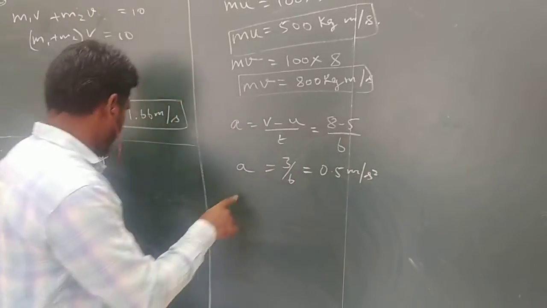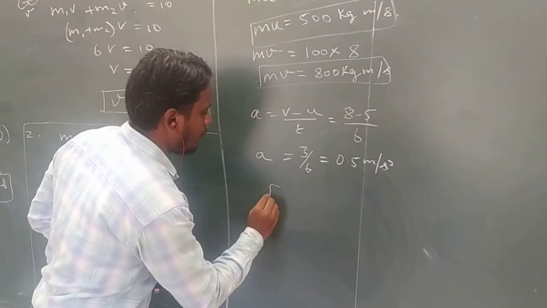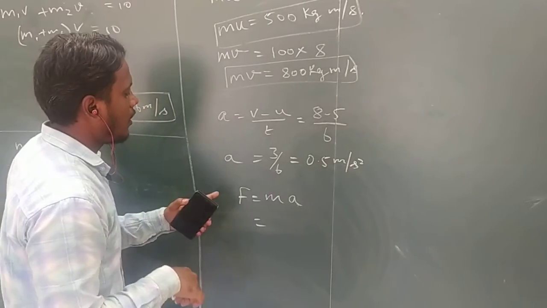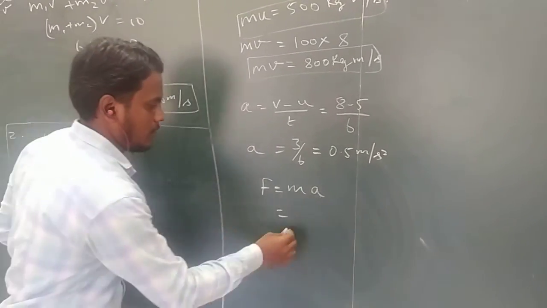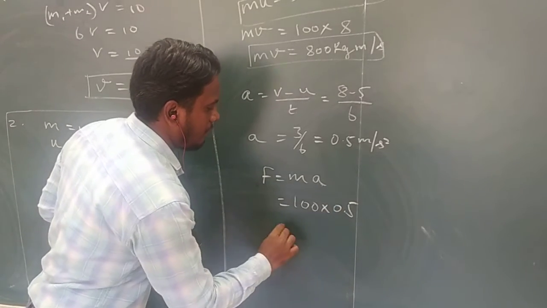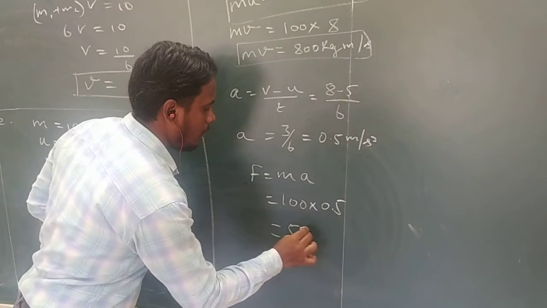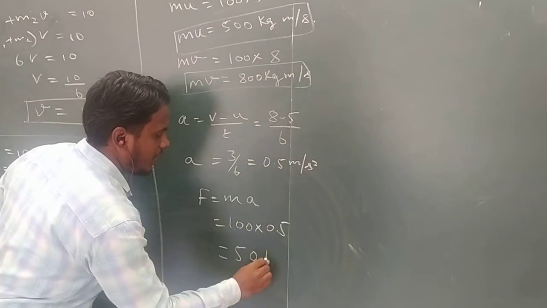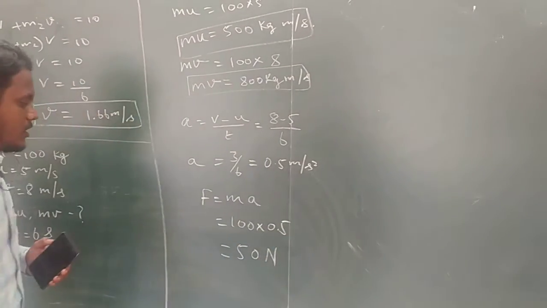Fine. So I am going to substitute in the formula to find force. F equal to ma. Mass into acceleration is force. What is mass here? 100 kg. So 100 into 0.5. So what is it? 500 into 0.1. It will be like this, right? So the answer will be 50 newtons.